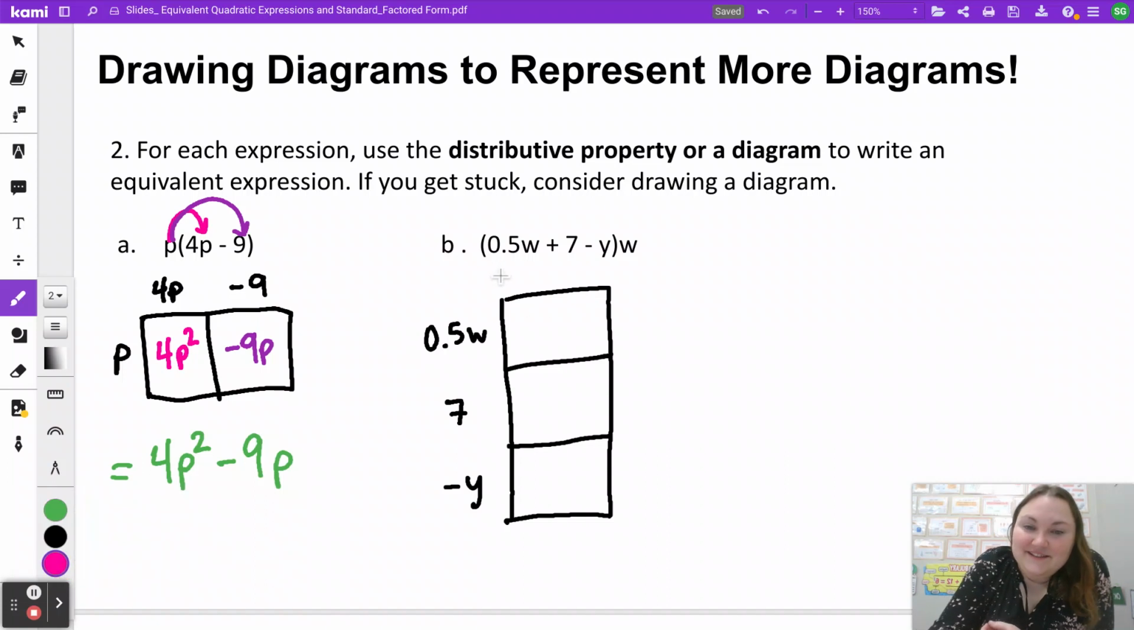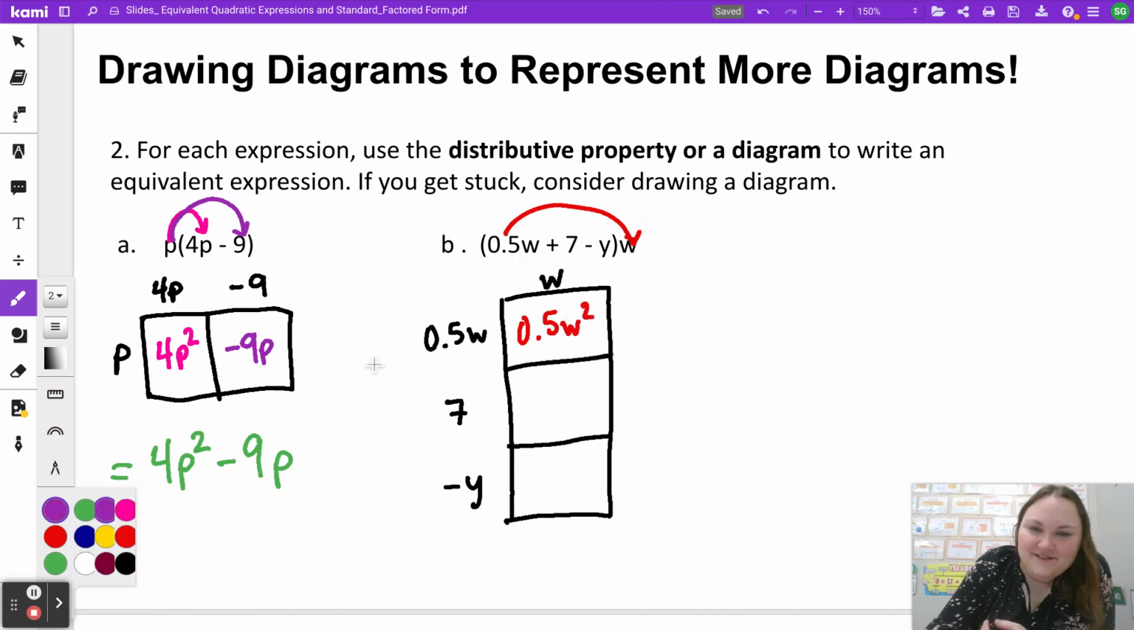For our second one here, this one was a little different because we had 1, 2, 3 terms. So I need 1, 2, 3 parts on that side of the rectangle. But the multiplication is going to be the same. I need 3 colors here: 0.5W times W. Oh, look at this, I didn't finish my diagram. 0.5W times W would give us 0.5W squared. We also are going to need 7 times W. I can see that 7 times W is 7W.